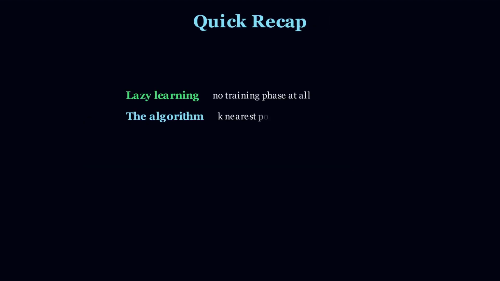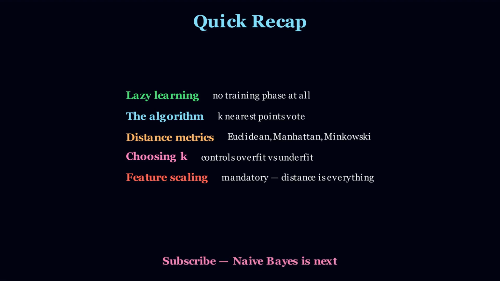Let's lock in what we covered. Lazy learning, no training phase, just stored data waiting to be compared. The algorithm, find the K nearest points, let them vote. Distance metrics, Euclidean, Manhattan, Minkowski, and why the choice matters. Choosing K, the single number controlling overfitting versus underfitting. Feature scaling, mandatory since distance is the entire model.